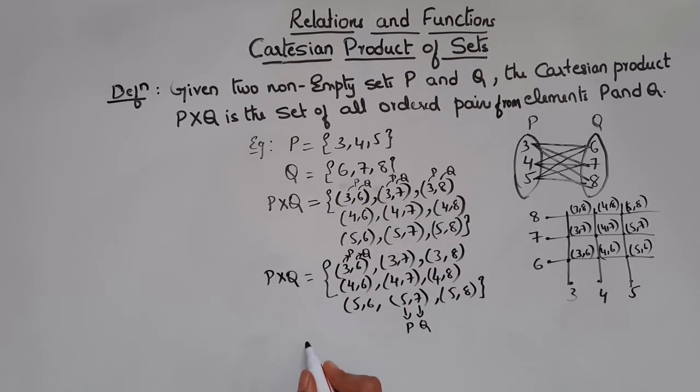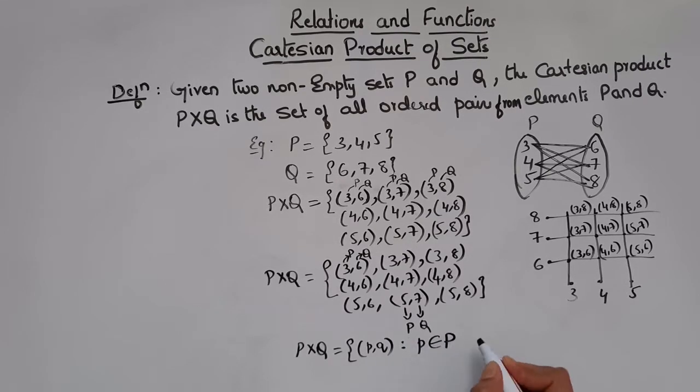Now how do you define this Cartesian product in set builder form? P cross Q is a set. So the Cartesian product is a set of (p, q) ordered pairs such that p belongs to set P and q belongs to set Q.